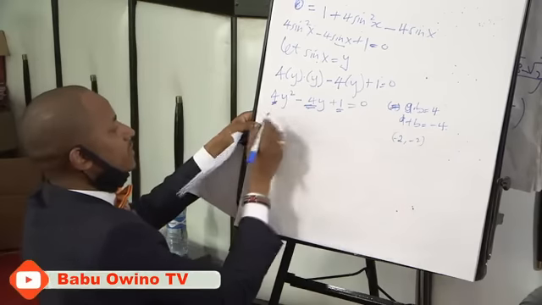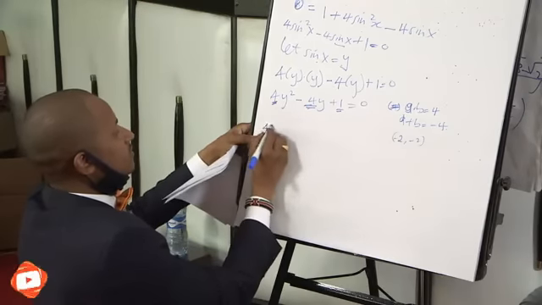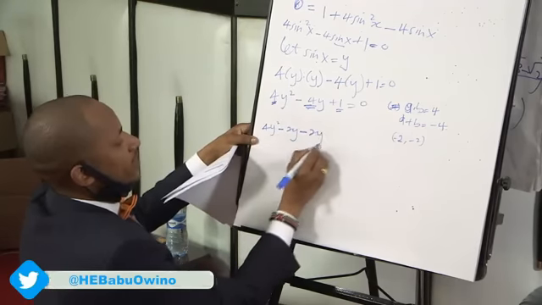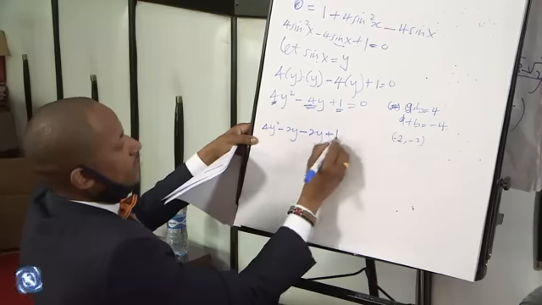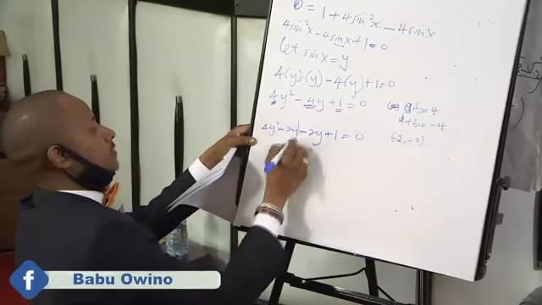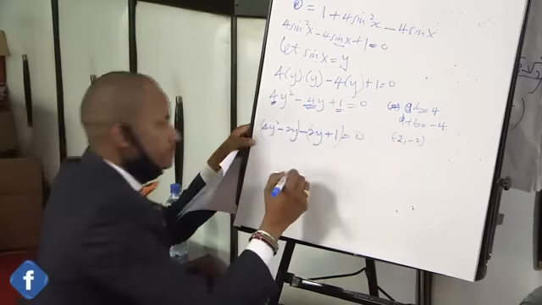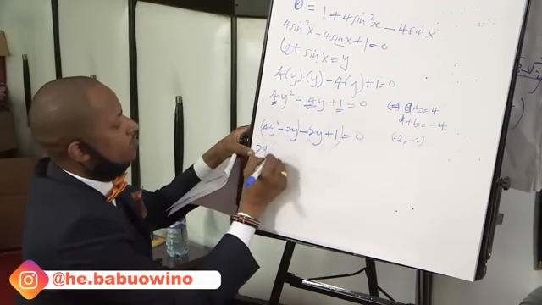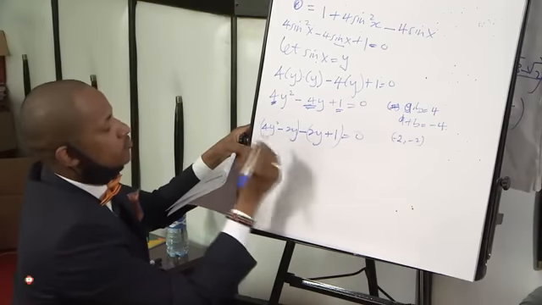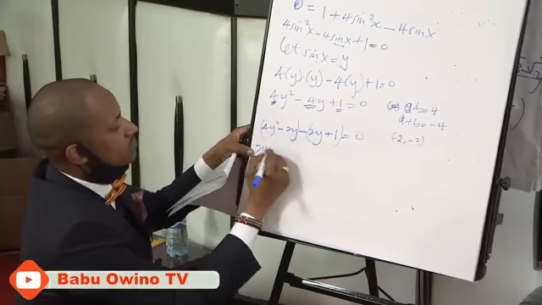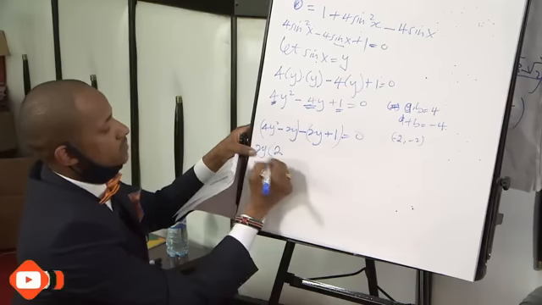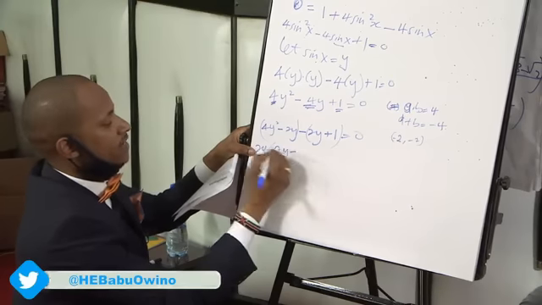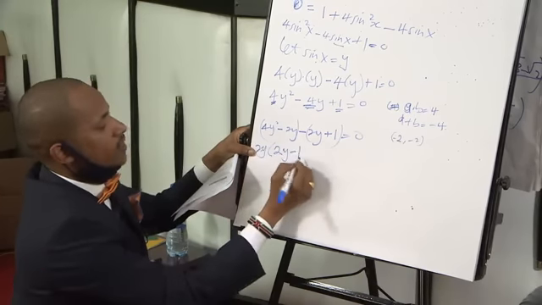Therefore, when you factorize this, it becomes 4y squared minus 2y minus 2y plus 1 equals 0. Then we collect the like terms. What is common here is 2y. So 2y goes into 4y squared: 2 goes into 4, 2 times, then y goes into y squared, y times, and minus 2y goes into 2y once.